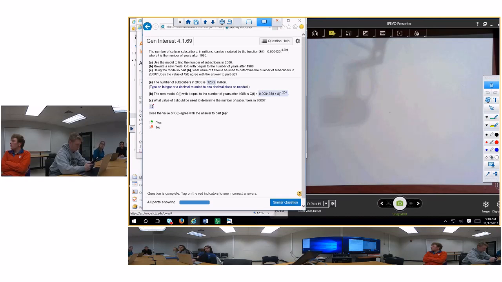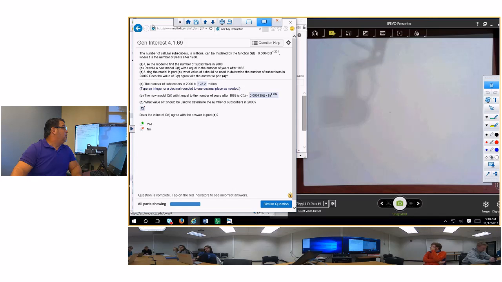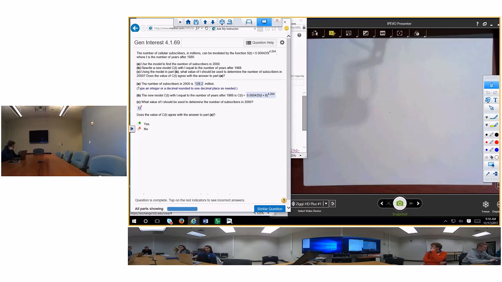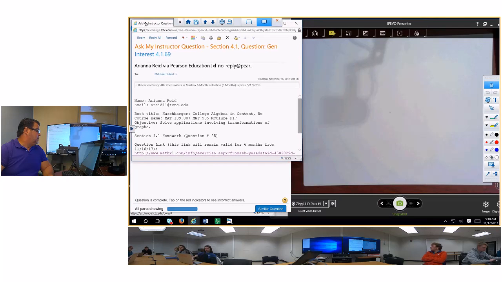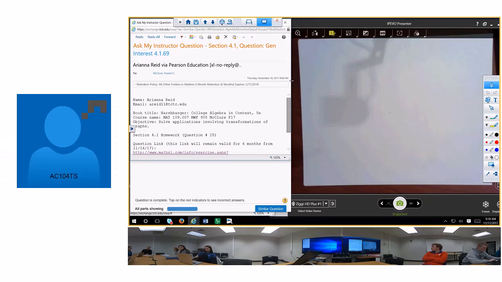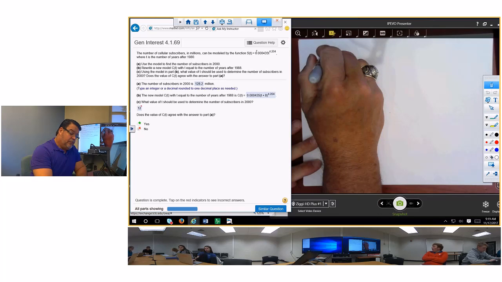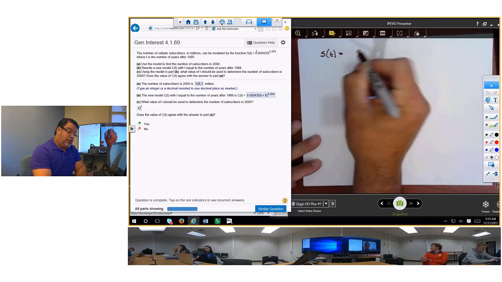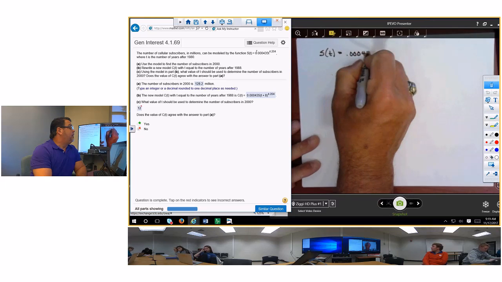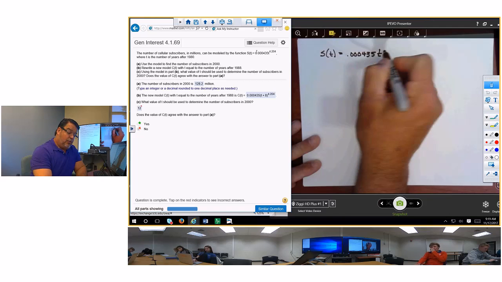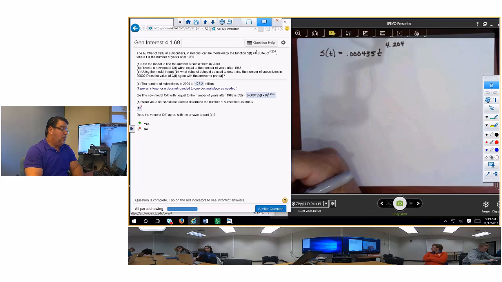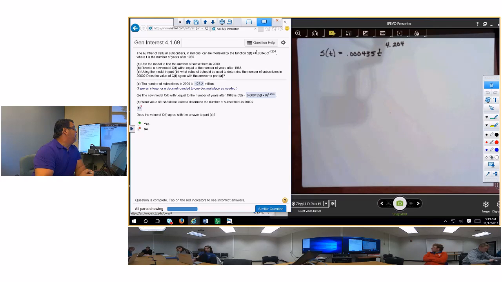All right, the number of cellular subscribers in millions can be modeled by the following expression. There's the actual function. So write that function down. That's S of t is equal to 0.000435 t to the 4.204 power. It says the number of cellular subscribers in millions can be modeled by this, where t is the number of years after 1980.